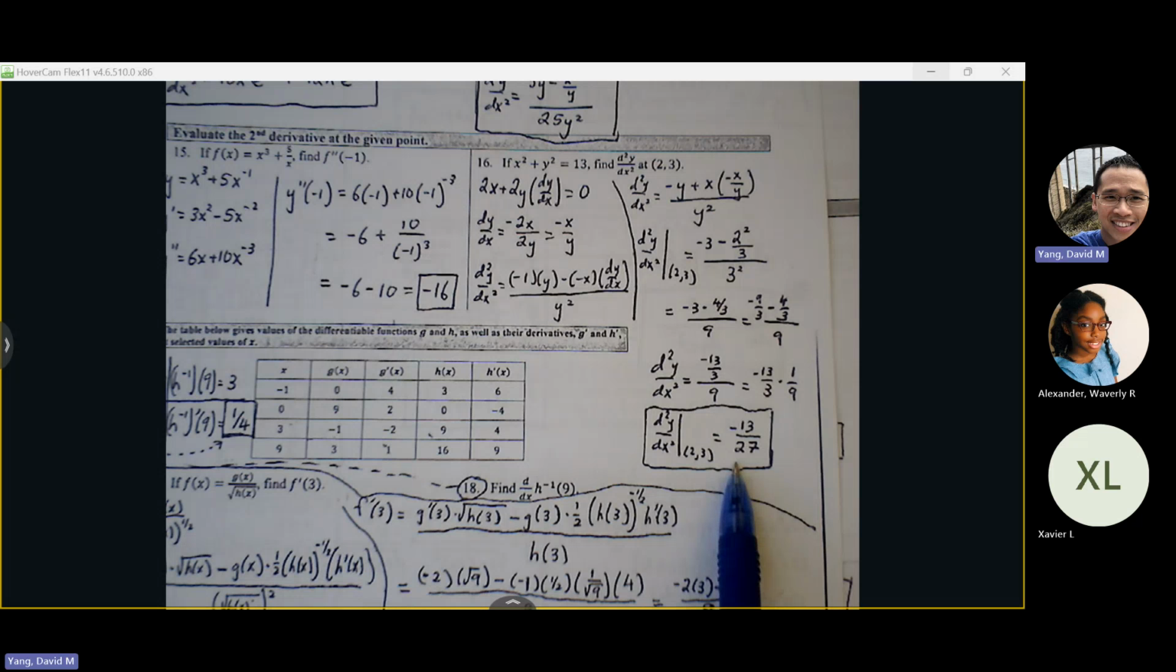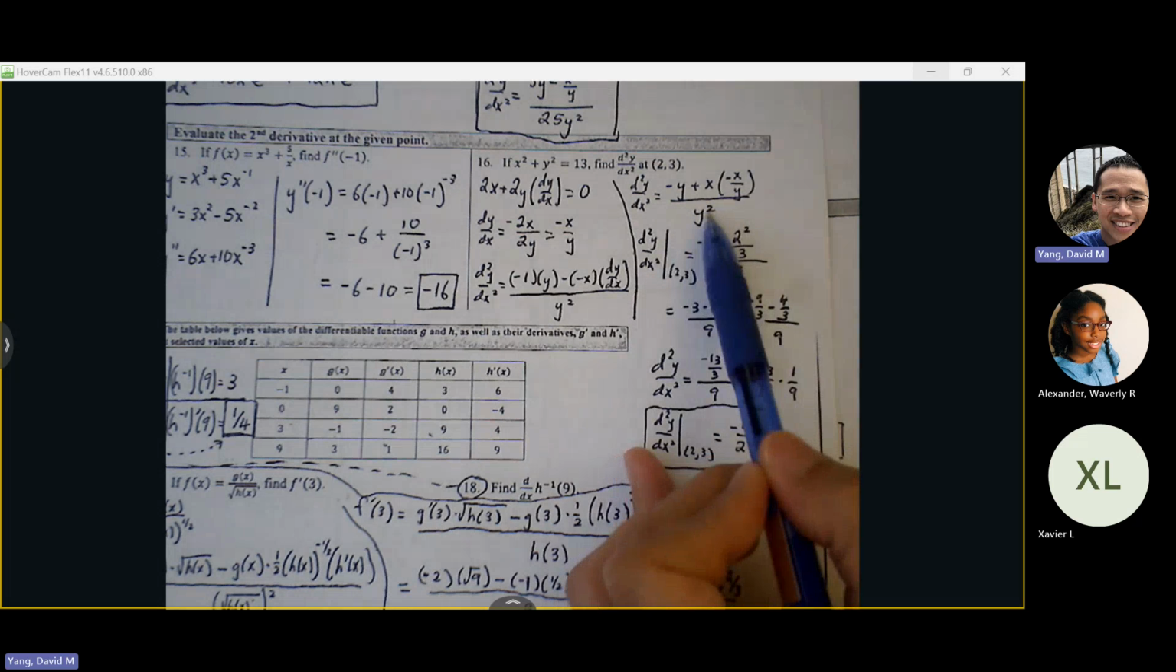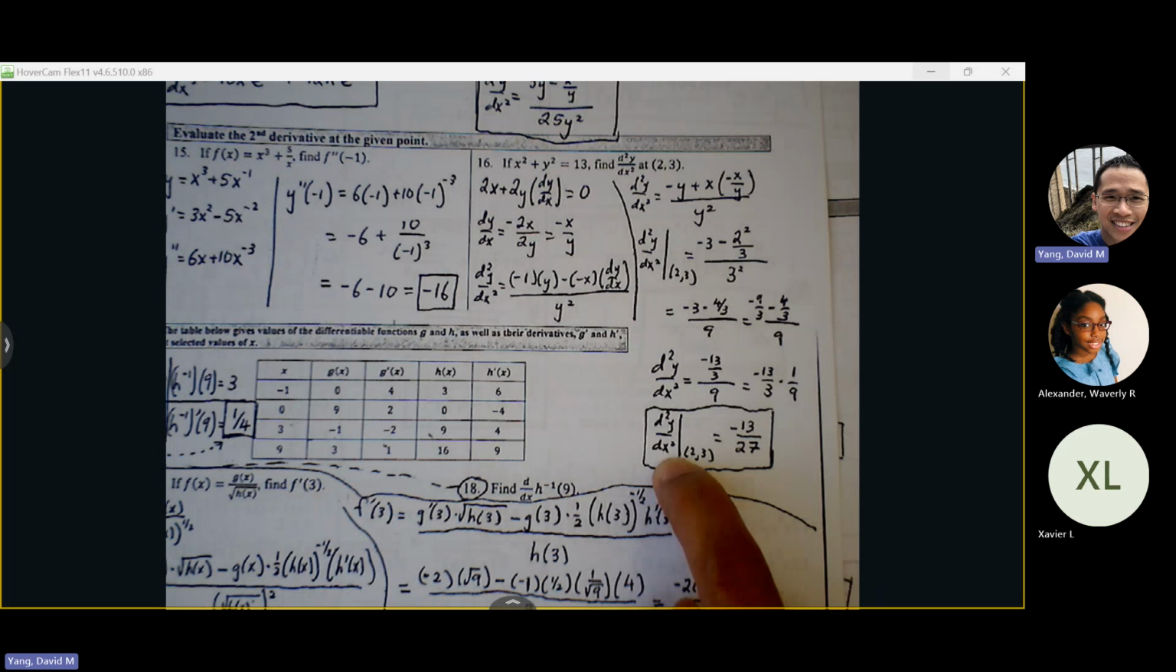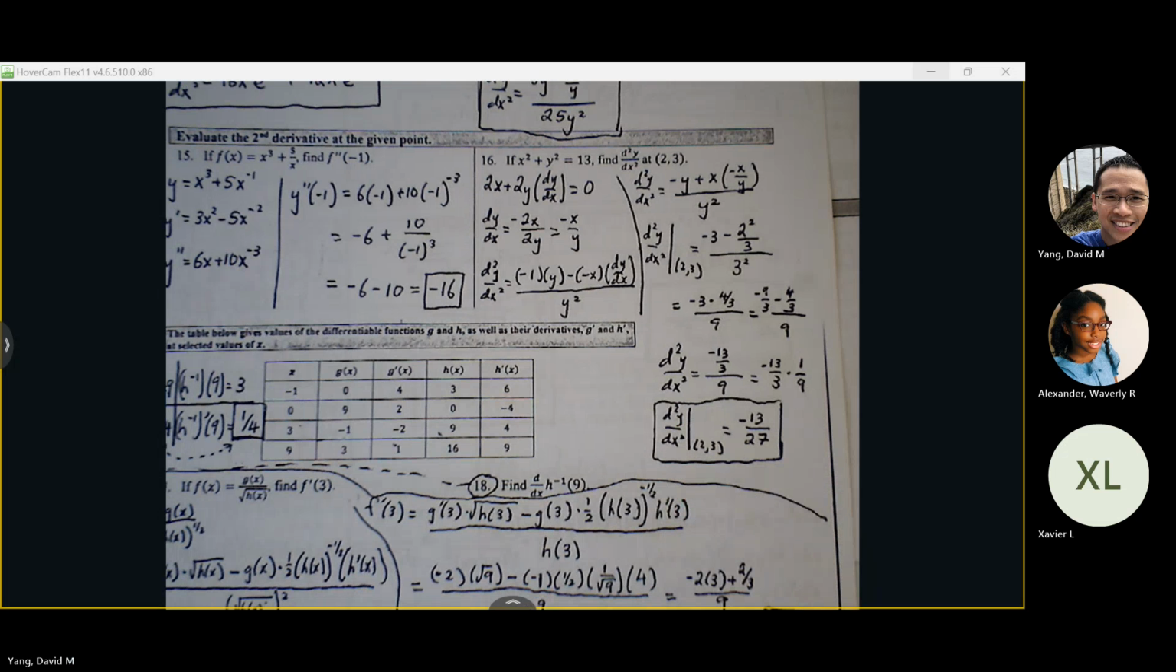So can we leave derivatives as complex functions? Yes, you can. Okay. And do we have to do that notation? This is typically the standard notation. That just indicates I want to plug in the ordered pair into my second derivative. Yeah.